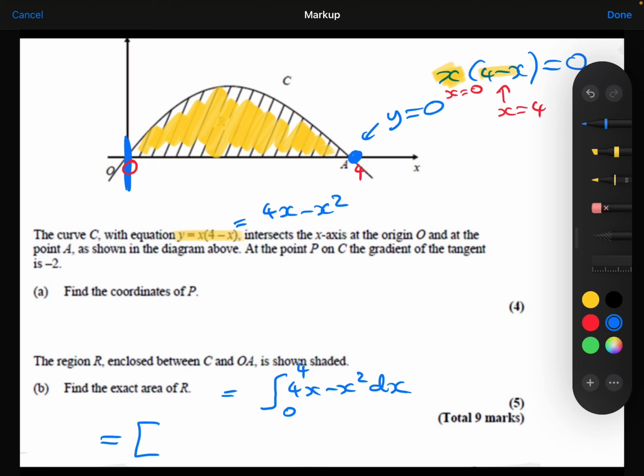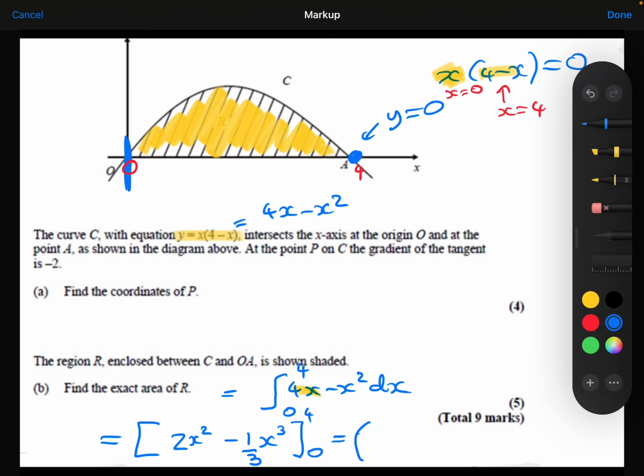Right, let's integrate. So the 4x, we're going to add 1 to the power, so we'll get x squared now and divide by the new power. The minus x squared, again, we'll add 1 to the power. So we'll get an x cubed, divide by the new power, 1/3. Before I substitute my limits in, I can just do a little bit of simplification here. The 4 divided by 2 is 2. Right, let's substitute the limits in.